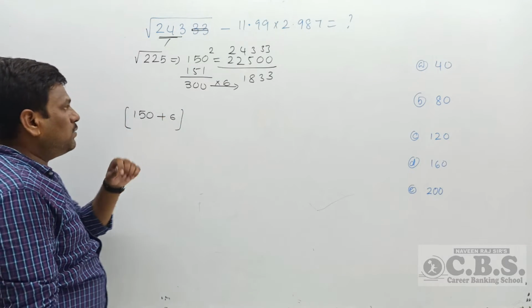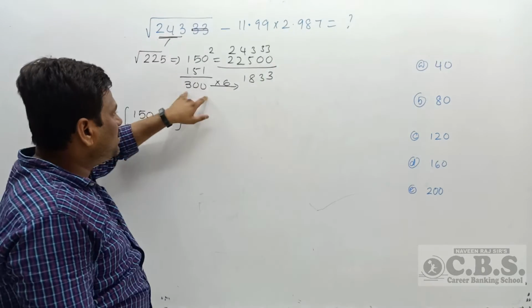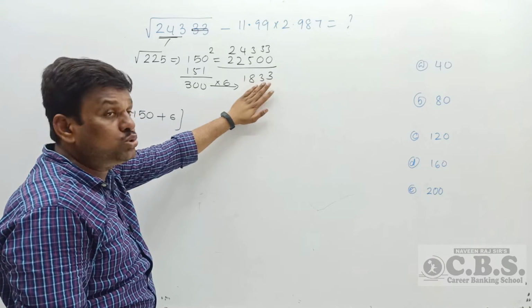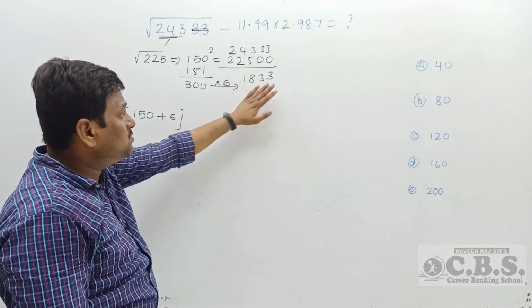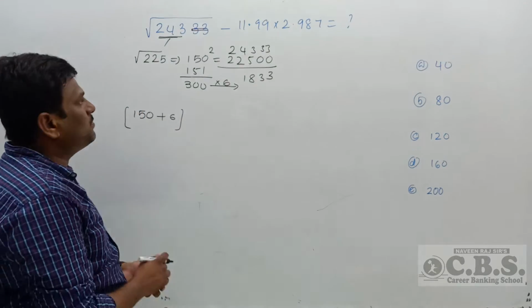150 plus 6. Okay, what is this? 150, next class is 151. 150 plus 151 is about 300. How many times does it go? 6 times. If you take 7 times, it is 2700, so the number of times must be less than this difference. Get my point? So what is 150 plus 6?